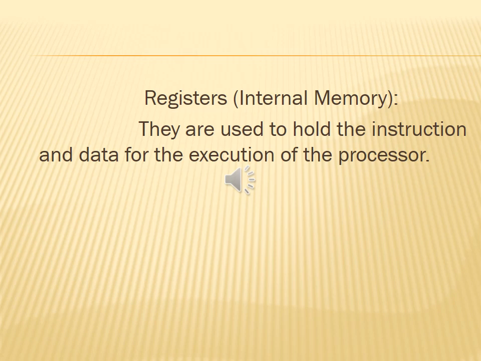They are used to hold the instruction and data for the execution of the processor. The microprocessor is able to communicate with the memory units and input-output devices. System bus is a bunch of wires, which is the collection of address bus, data bus and control bus that serve as communication channels between the microprocessor and other devices.